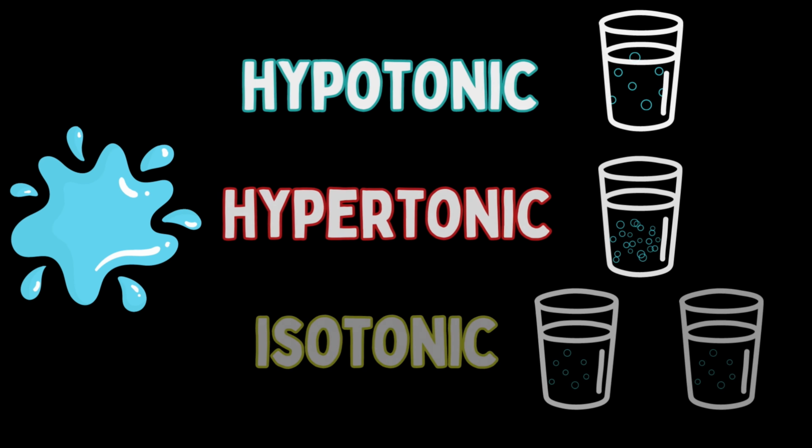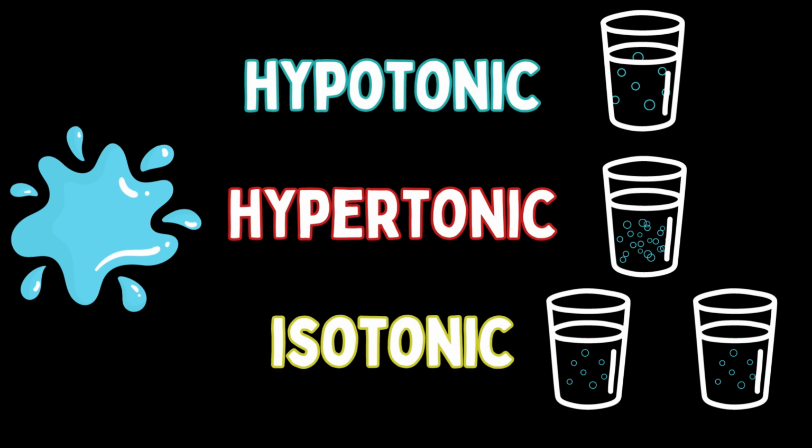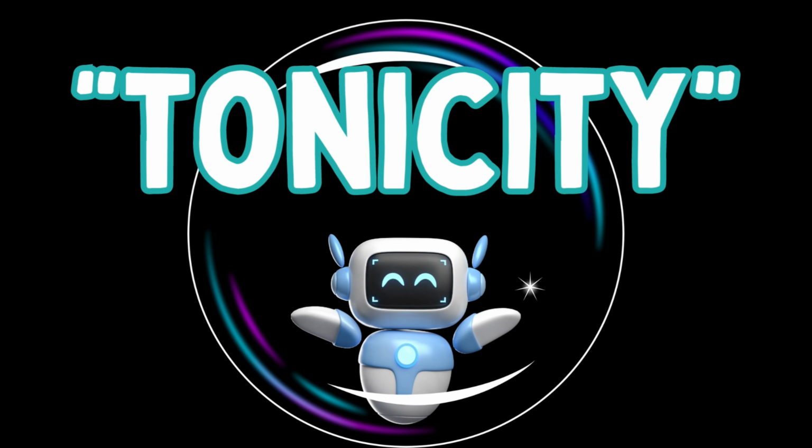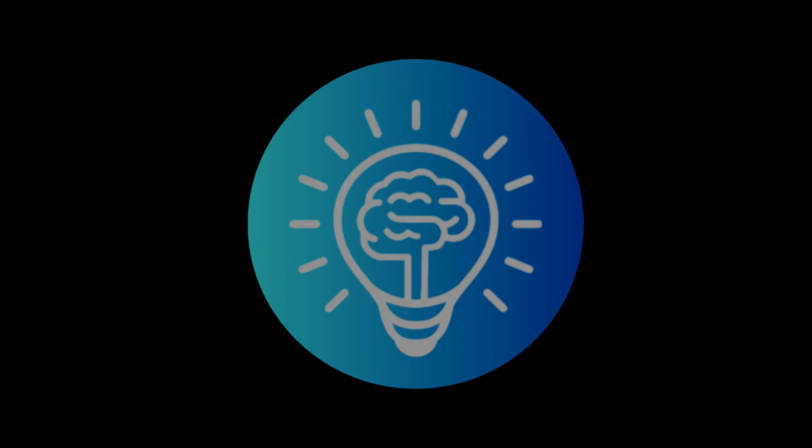So there are 5 main categories that all IV solutions will be defined as, which are hypotonic, hypertonic, and isotonic, and either crystalloid or colloid. These designations describe the tonicity of each solution. And once you understand fluid dynamics and tonicity, choosing an IV solution for your patient will become crystal clear.